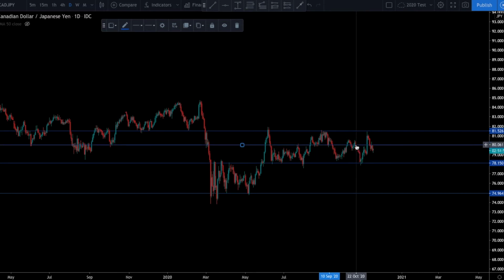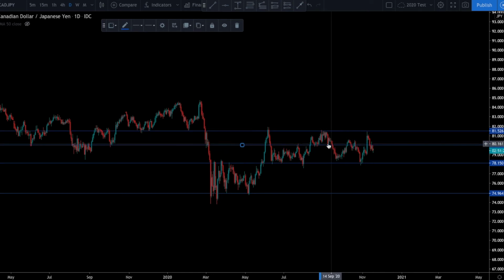It is a valid line, but it's not the extremes of where price has been going. This is an extreme. This is an extreme. This is an extreme. This is where price is getting to and reacting from.